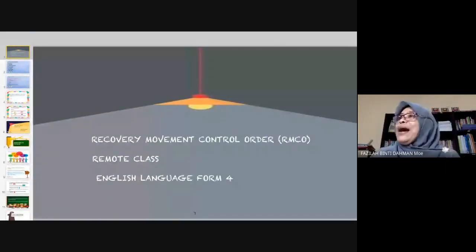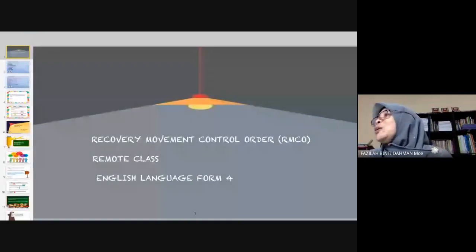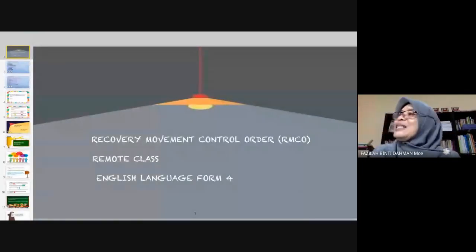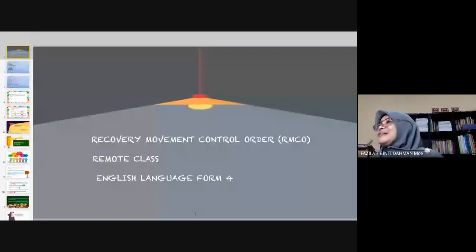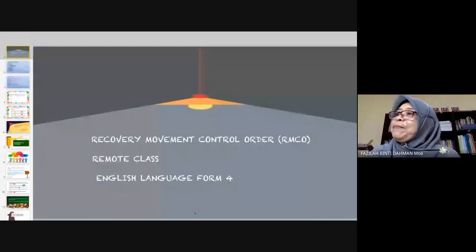Riddle number 1. What has to be broken before you can use it? Okay, that's number 1. Number 2, what is always in front of you but can't be seen? It is always in front of you, but you cannot see it. All right. And then next, number 3.